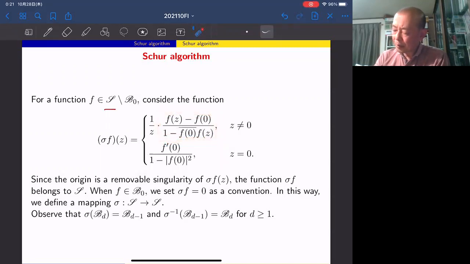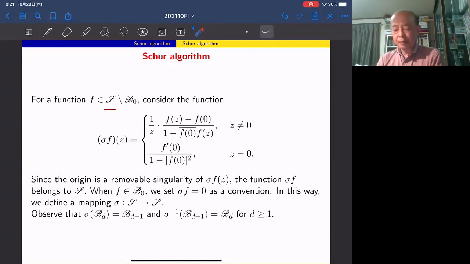Therefore, we can divide it by z here to get a bounded analytic function on the unit disk. Of course, in this form, z should be non-zero, but if z is 0, then maybe we can take a limit. Then we have this definition.